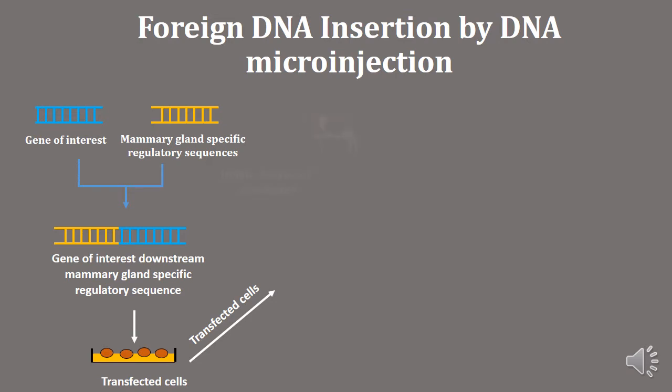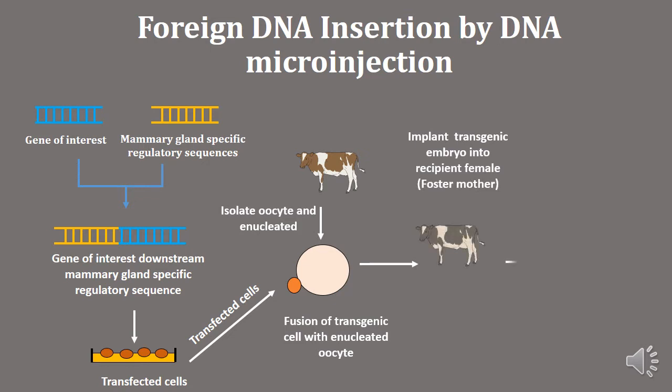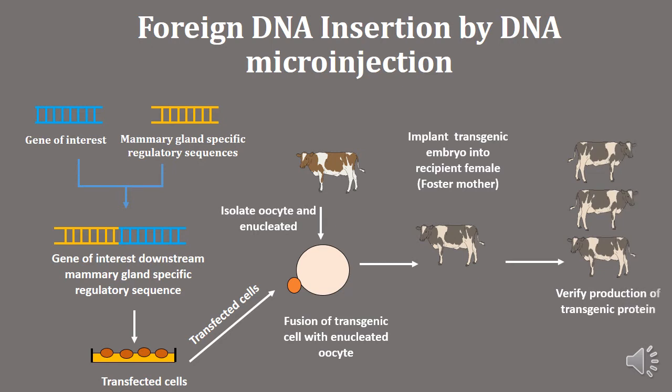What we will do next, we will isolate the oocytes from a donor female and we will enucleate those oocytes. These enucleated oocytes will then be fused with our transfected cells and they will result in the production of transgenic embryos. This transgenic embryo will then be implanted in a foster mother, which will later on result in the transgenic offsprings which will contain our gene of interest.